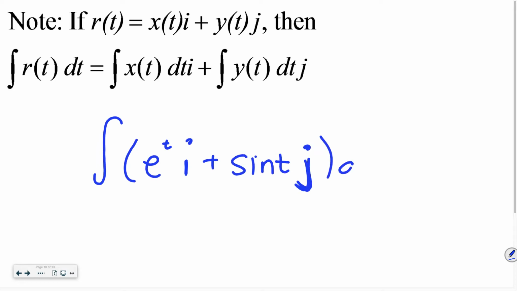Okay? So if I give you an integral involving a vector valued function, then we are going to take the antiderivative of each component for our answer.